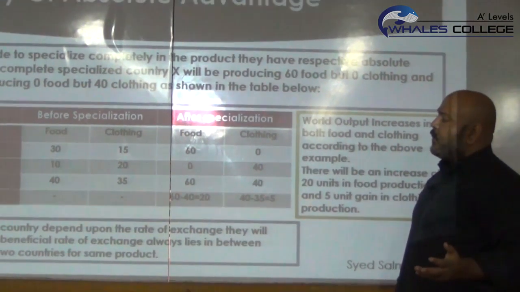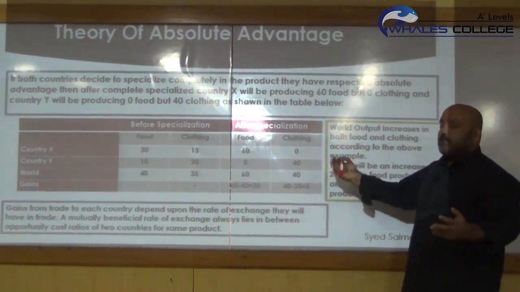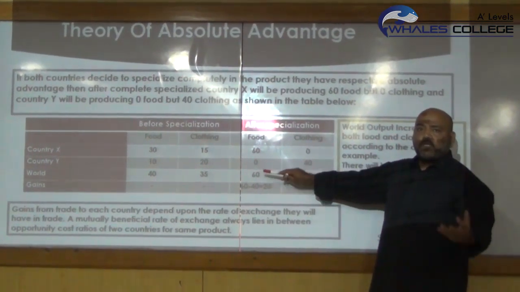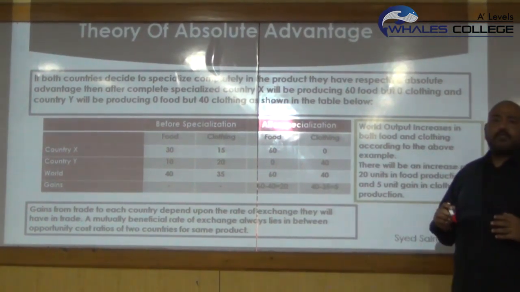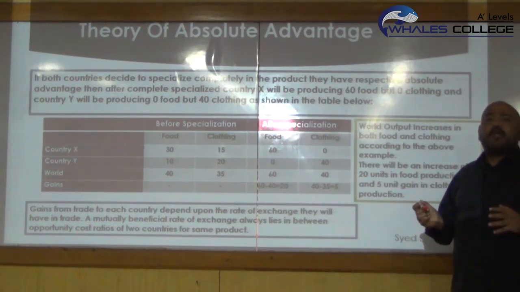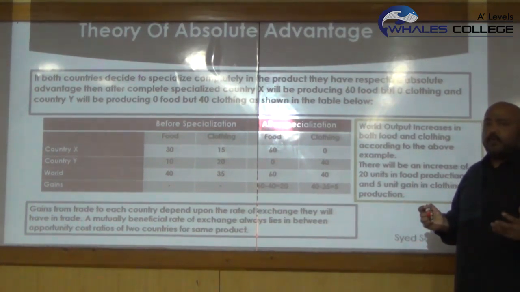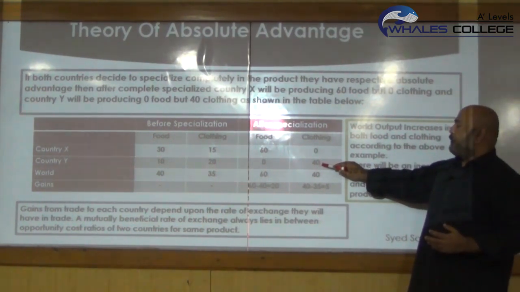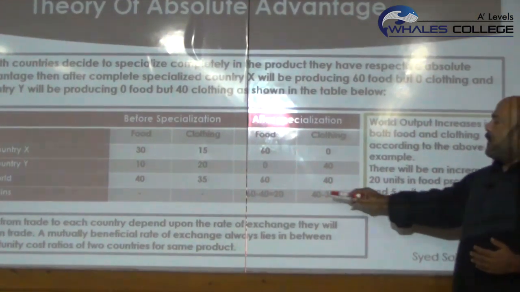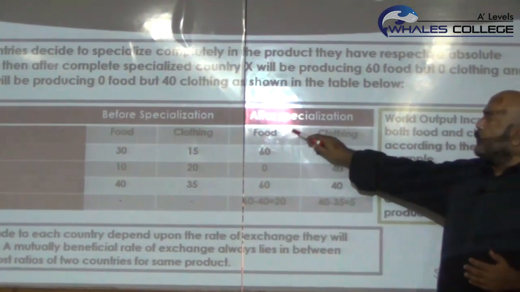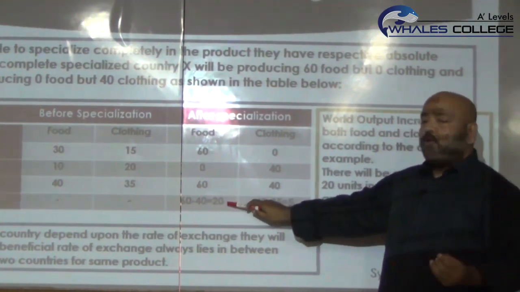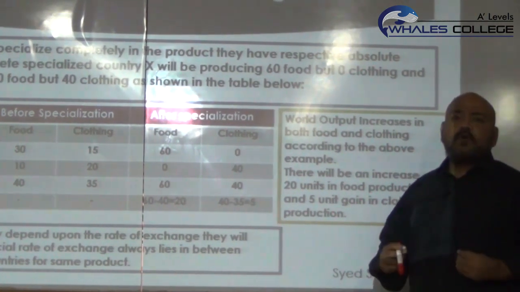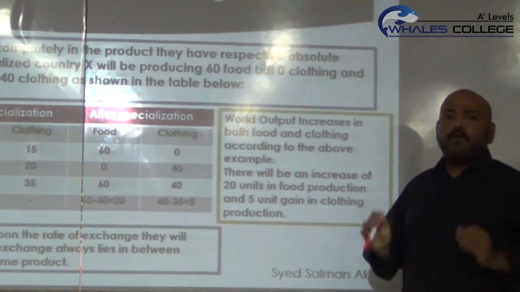However, country Y did the same thing. It had an absolute advantage in clothing, so it stopped producing food and diverted all the resources toward the good in which it has an absolute advantage, that is clothing. So the output of clothing has now doubled as well. So we can easily see that the world gains, due to specialization, 20 more units of food and 5 more units of clothing. This is the concept behind absolute advantage.